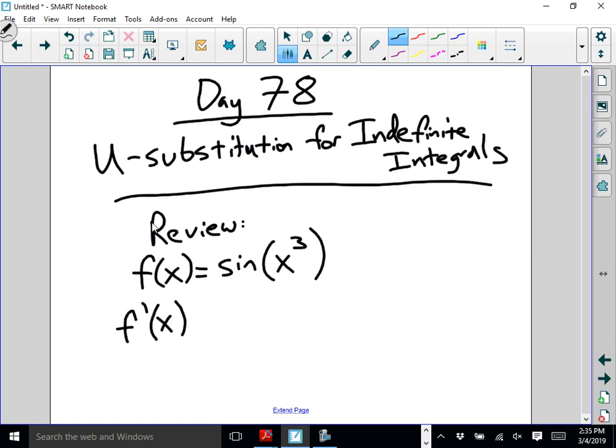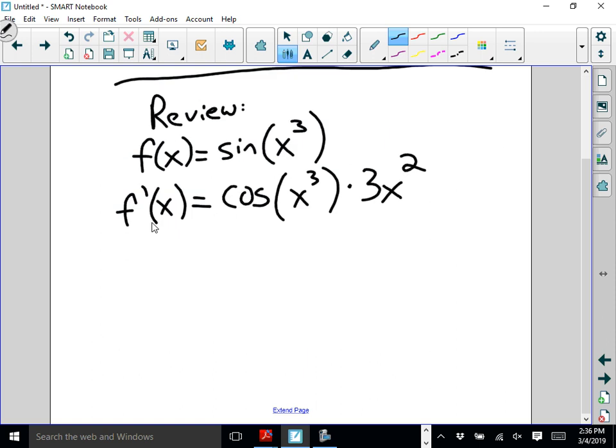we'd say, hey, this f of x is a composite function. We have x cubed, a function, within another function, sine x. So to do this derivative, I'm going to have to execute the chain rule. I'm going to do the derivative of the outer function, which is cosine, with respect to the inner function, x cubed, and then I have to multiply my answer by the derivative of the inside. Simplifying this down, I get f prime of x equals 3x squared cosine of x cubed.